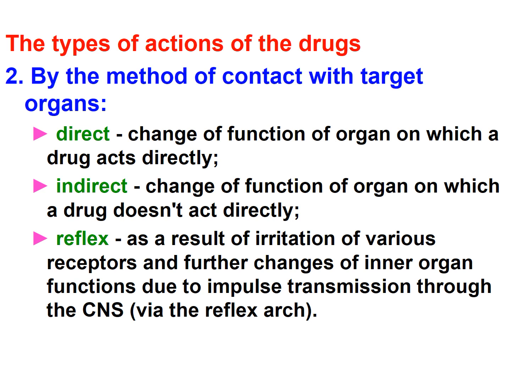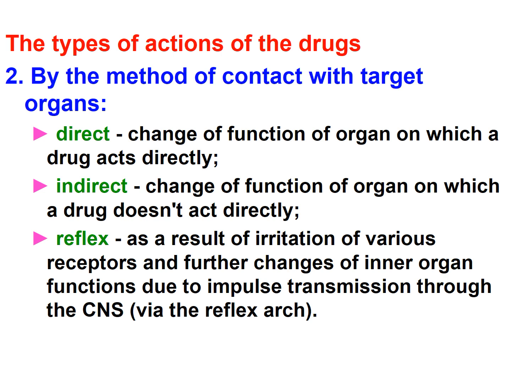By the method of contact with target organs, drug actions can be direct, indirect, and reflex. Direct action means that we have the change of the function of those organs on which our drug acts directly. For example, we use some drug which binds with the receptors in our heart, and it results in the change of cardiac activity. This is the example of direct action.